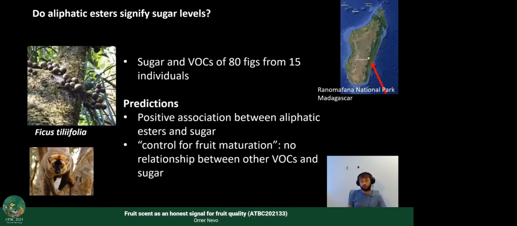And I tested two predictions. The first, straightforward one is that we're going to see a positive relationship between signal and reward, esters and sugar. The second one was that we're not going to see this relationship between non-esters in fruit scent and sugar. And the idea there is that when you sample the figs, some might be more ripe and some less ripe, you never really know. And it's possible that the relationship between signal and reward is simply a product of the fruit being more ripe. So a more ripe fig would have more sugar and also more scent chemicals. So to show that the relationship is due to the biochemical link between sugar and esters, I wanted to show that there is no relationship between non-esters and sugar.